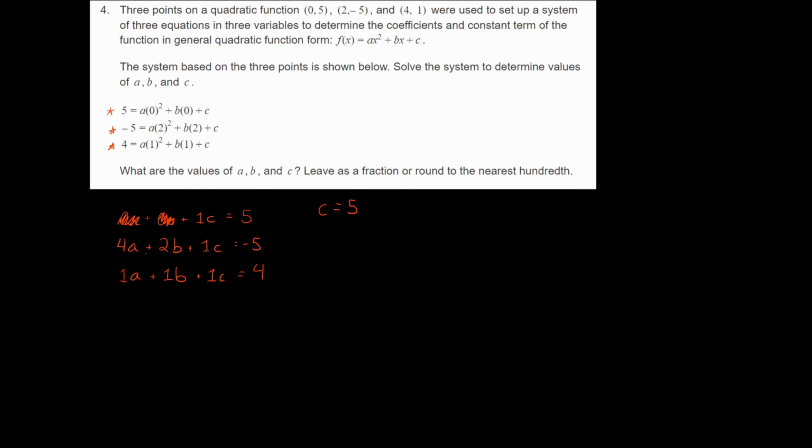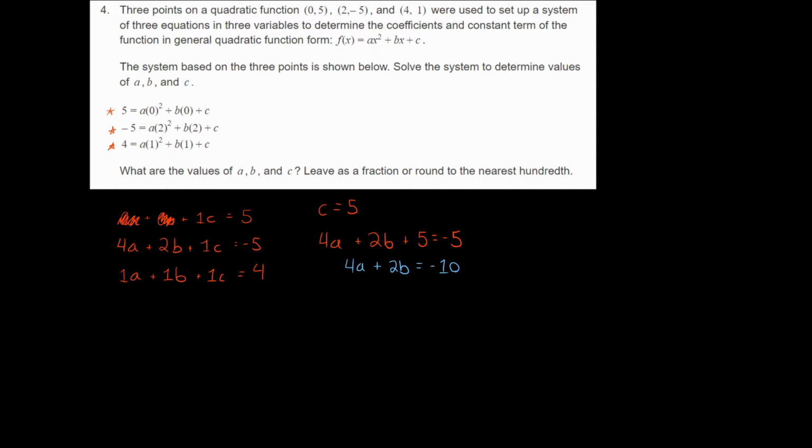Then I've got 4A plus 2B plus 1C equals -5. Well, if C is 5, I can actually plug that in. 4A plus 2B, substitute the C for 5, so plus 5 equals -5. This equation can actually simplify a little bit more. I'll write it in a different color. It's going to be 4A plus 2B. And if I subtract 5 from both sides to get the constant on the same side of this, it'll be -5 minus 5, so that's going to be -10. All right, that's about as simple as I can make this equation.